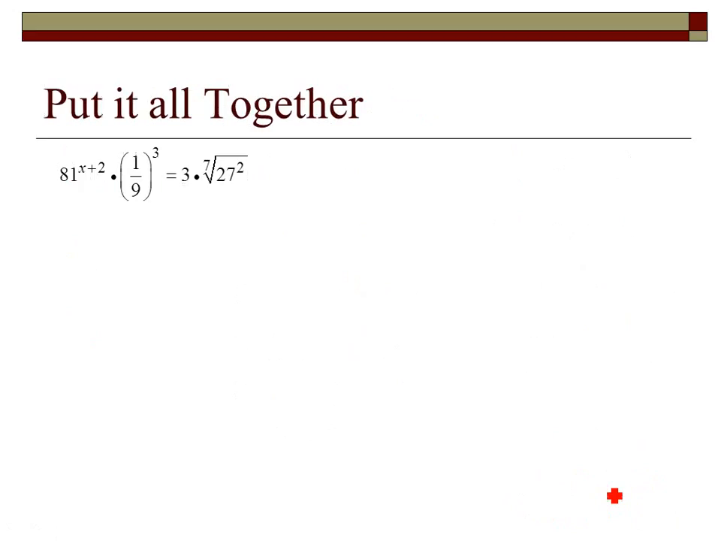Okay, let's look at one more example. So this one looks pretty nasty. So we're going to go through all the steps right here because it's got everything going on with it. First, we'll work with powers of 3. 81 is 3 to the 4th. 9 is 3 squared, so this would be 3 to the negative 2. 3 here, well, that's just 3 to the 1st. 27 is 3 cubed.